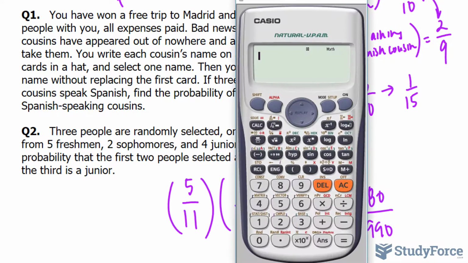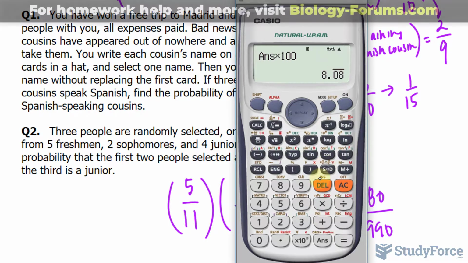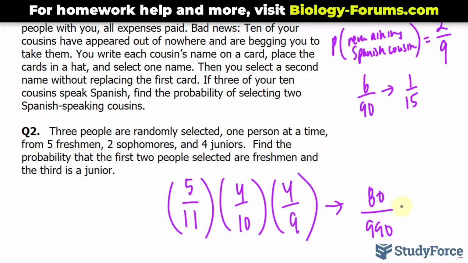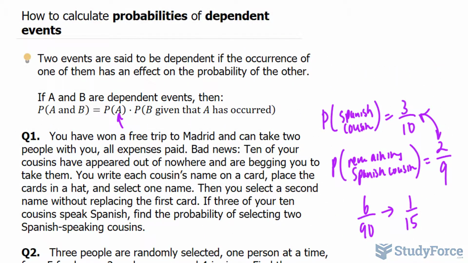We can reduce this. 80 divided by 990 gives us 8 over 99, and multiplying that by 100, you get your percentage of 8.08 repeating. So approximately 8.1%. And there you have it. That is how to calculate probabilities of dependent events.